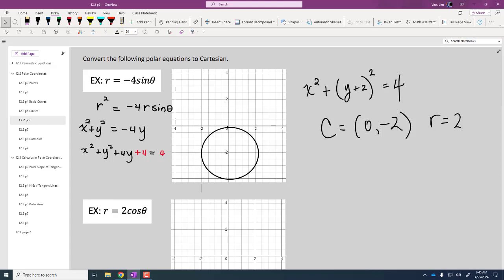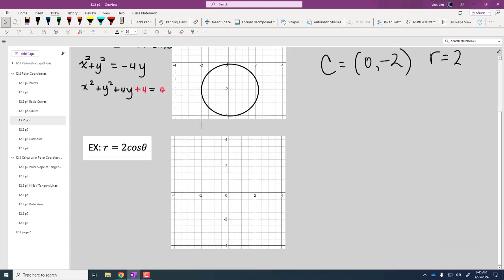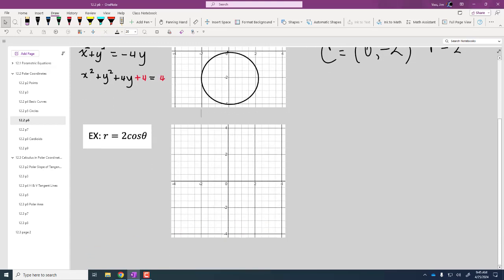Okay, roughly there. Circle of radius 2, centered at 0, negative 2, there it is. And so again, as you do more and more of them, oh, it's a sine, it's going to be tangent to the x-axis. Cosine would be tangent to the y-axis. Notice that this is below the x-axis because it's negative. If it was a positive, it would be above the x-axis. So we're going to see that pattern. We'll look at a couple of them in Desmos in a minute.